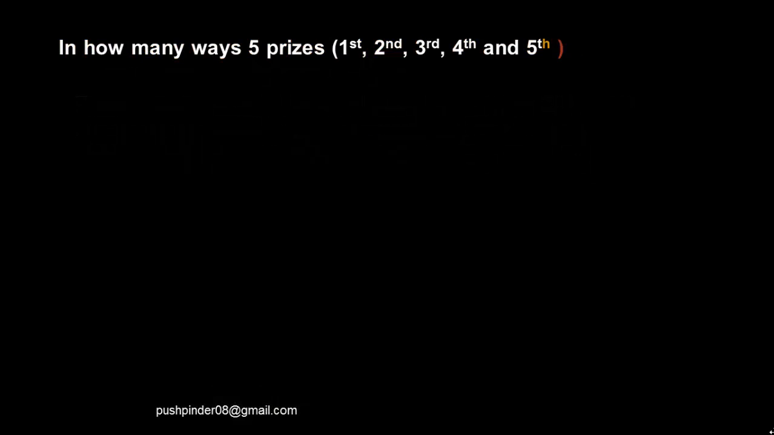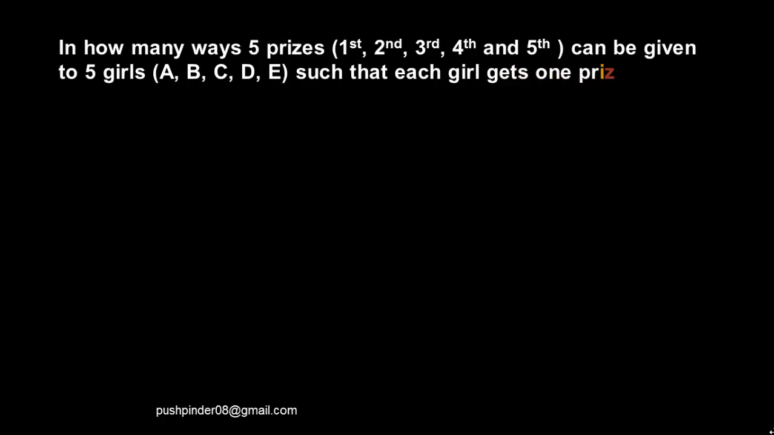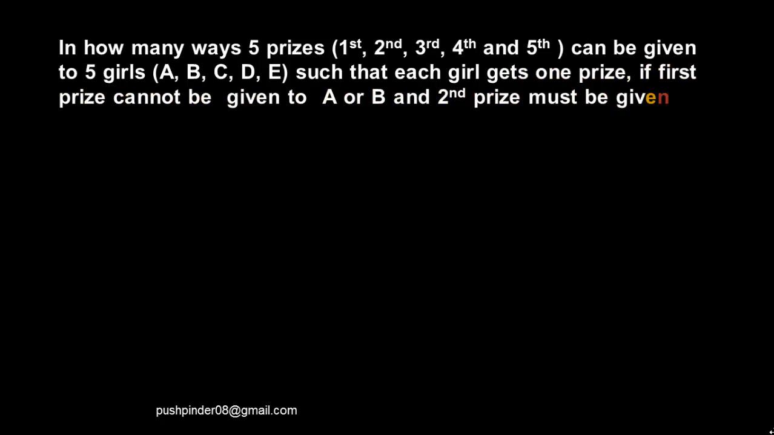Okay, in how many ways can 5 prizes be given to 5 girls such that each girl gets 1 prize? If first prize cannot be given to A or B and second prize must be given to girl C, right? So now there are 5 prizes, right? I hope you're understanding the question, because we are just revolving around the same question once again. So these are 5 prizes and these are 5 girls, right? So now 5 prizes have to be distributed among 5 girls, such that each girl gets 1 prize.